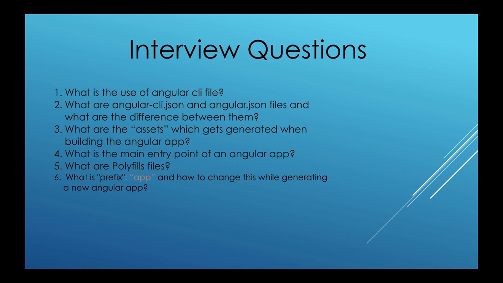What are angular-cli.json and angular.json files, and what is the difference between them? I already told you about this one. What are the assets which get generated when building Angular applications? It consists of two things. One is your assets folder, for example your images and font files, and the other one is the favicon. These are the two things that we have to copy while creating our build.